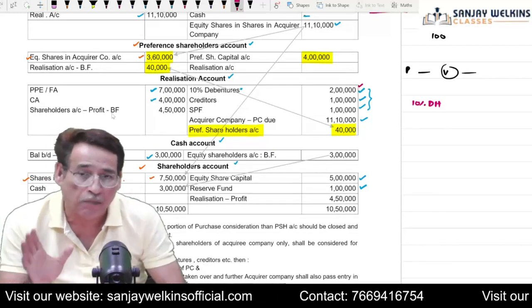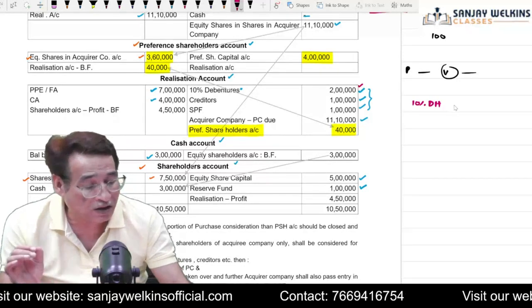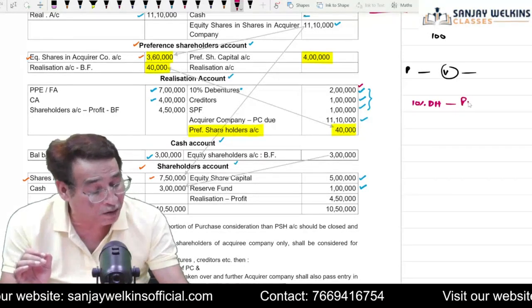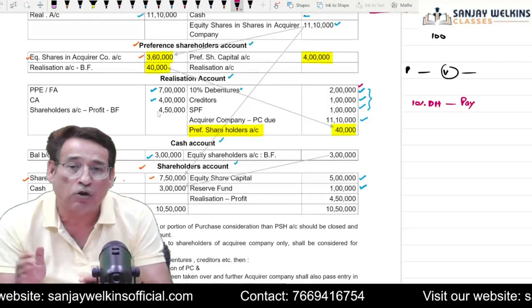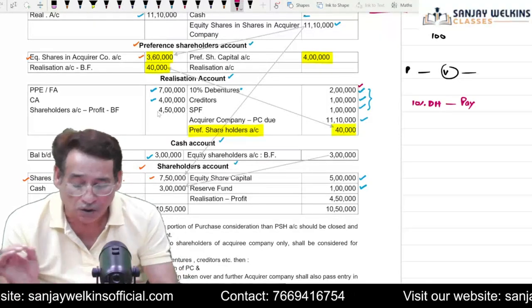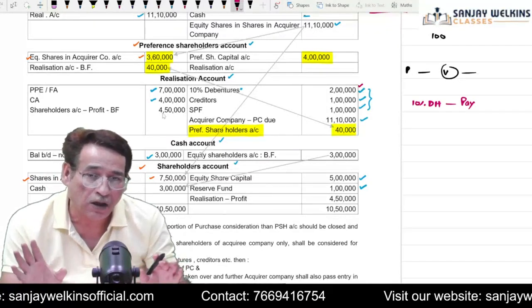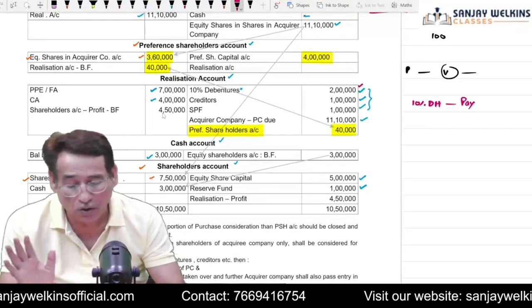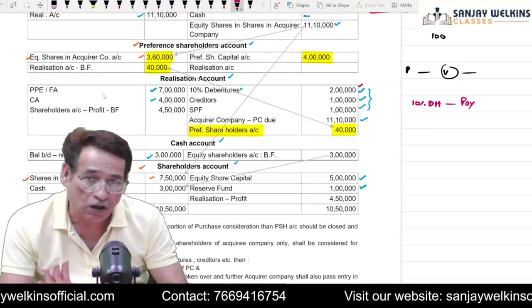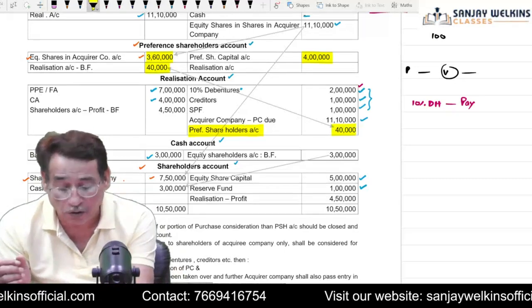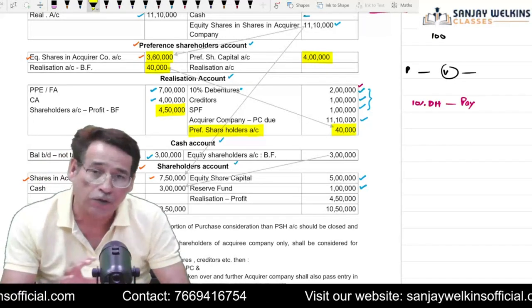Logically, I should make a payment to them. But because debenture holders are receiving some payment, I do not need to make them the payment. Point is this. So that is why we are not making any payment. We means the vendor company. And no expenses are also given in the question. So I will now close this particular account. So 4,50,000 will be your profit.